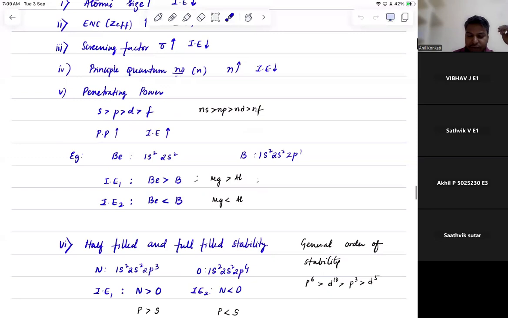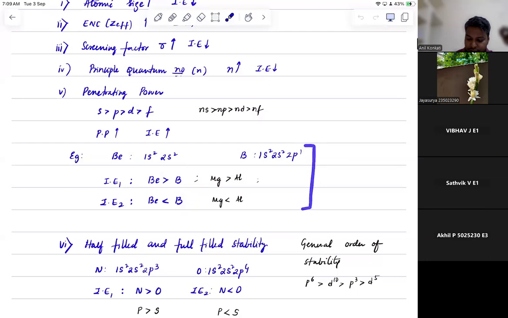Next, if you notice 2s and 2p, removal of a 2s electron is more difficult than removal of a 2p electron. That's why, exceptionally, you will notice that beryllium has more ionization energy than boron. The same logic applies to magnesium being greater than aluminum. For second ionization, we are removing from 2s1 versus 2s2, so in that case boron will have more compared to beryllium. This is the exception you will identify in ionization.